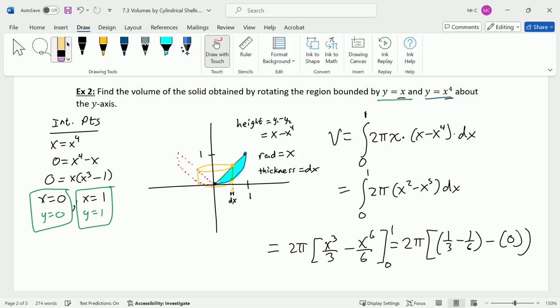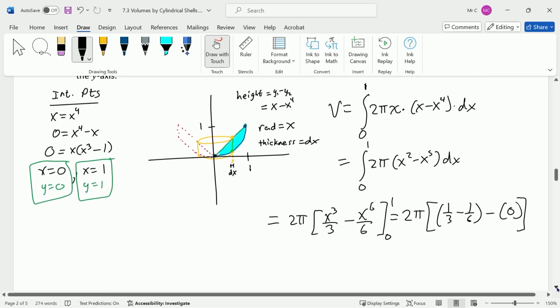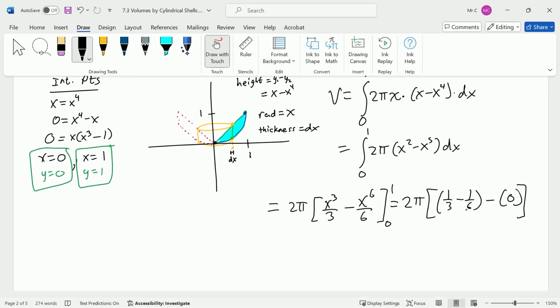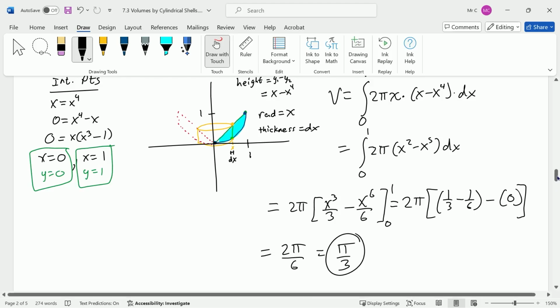Again, in this case, we're plugging in 0, so both of those second terms are going to disappear. 1/3 minus 1/6 is 1/6. So that's 2 pi over 6, or pi thirds. Okay, that's it for that one. Let's move on to another example.